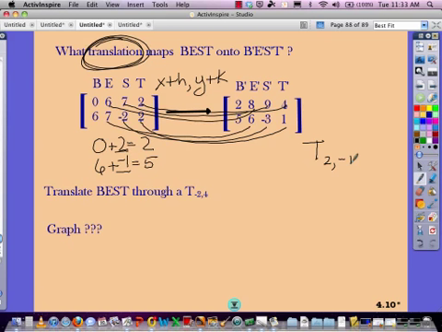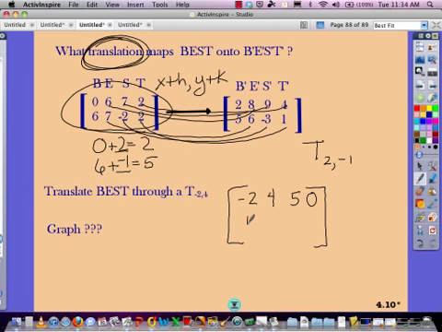Now it says translate BEST through a translation of T sub negative 2, 4. So you're thinking, okay, BEST, which is your original, okay, has to go down 2 for each x. So if I'm at 0, down 2. If I'm at 6, down 2. If I'm at 7, down 2. And if I'm at 2, down 2. And lastly, the y's, up 4. So I said down 2. We were actually moving left 2. Now for the y's, we're moving up 4.